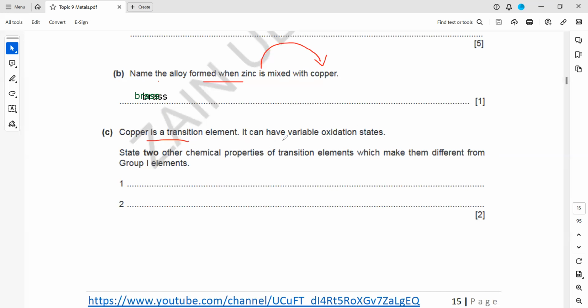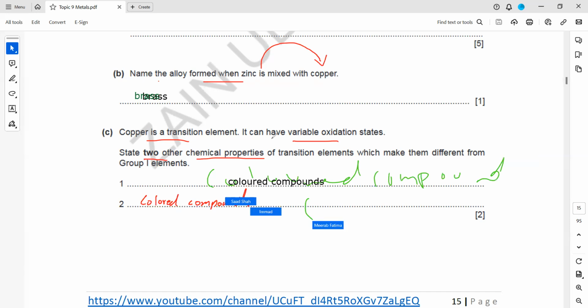Copper is a transition metal. It can have variable oxidation states. State two other chemical properties. Colored compounds, right? What else? Used as a catalyst.